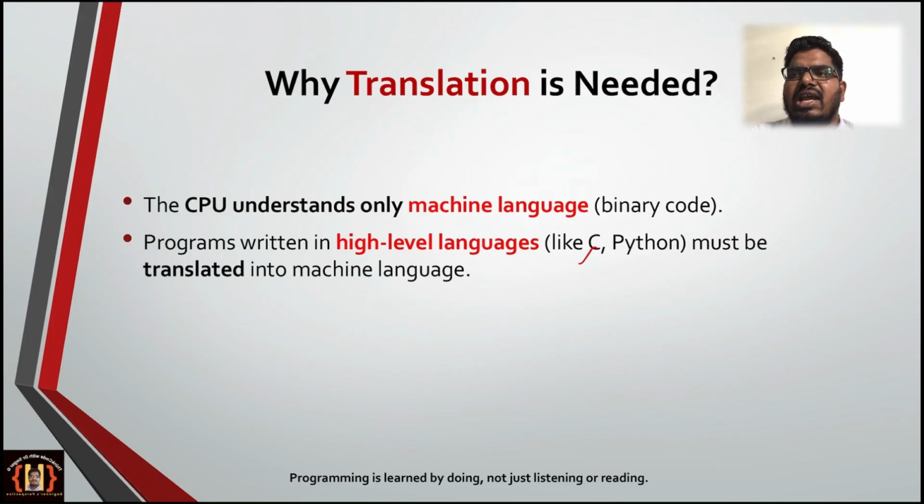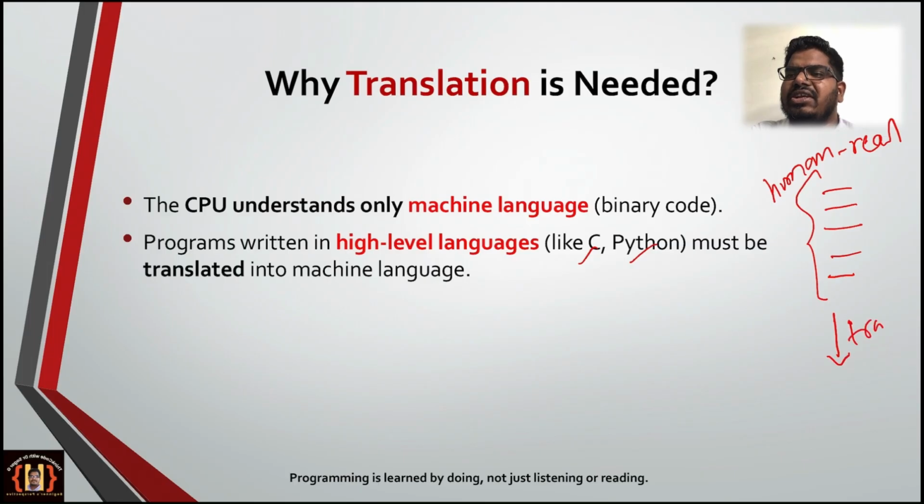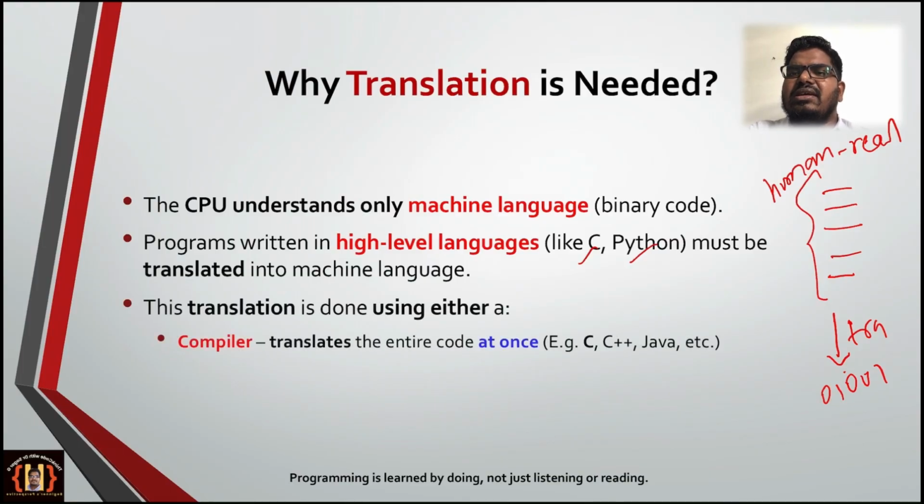Like C is a high level language, Python is a high level language, and so on. So many are there. And when I say language, it means a set of instructions. These instructions are in a human readable form, and they must finally be converted or translated into zeros and ones. This task is basically done by either a compiler or an interpreter. I'll tell you the difference between a compiler and an interpreter in a minute.